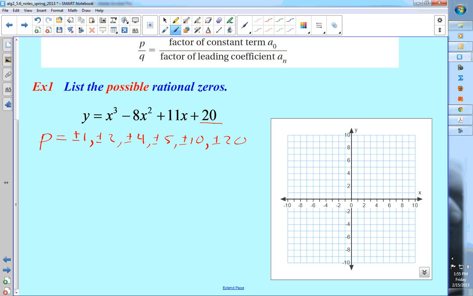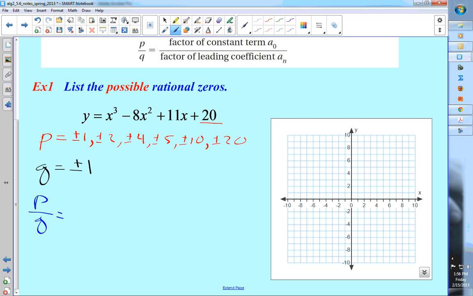Then I want you to list out the q's. Q's are the factors of your leading coefficient. Your leading coefficient in this problem is 1. So that makes the q list easy, plus or minus 1. The fewer factors there are for p and the fewer factors there are for q means the fewer factors there will be for p over q.